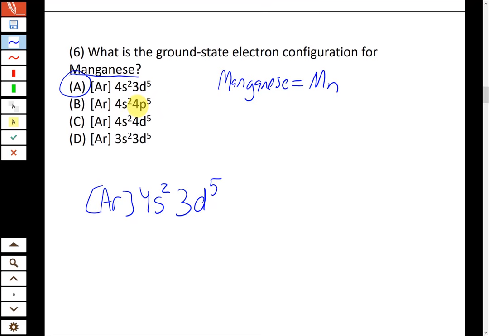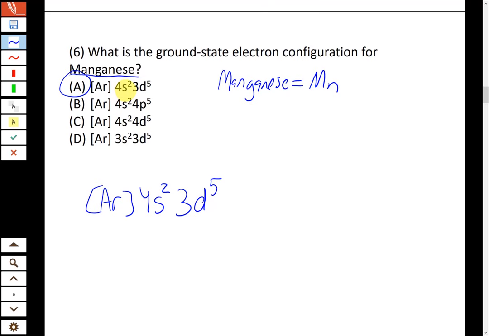So this one has 4p being filled before 3d, but 3d comes before 4p on the periodic table. This one has the wrong n value for the d's. It should be 3d, not 4d. This one has the wrong n value for the 4s's. It should be 4s before 3d. So all these have the correct number of electrons, but only choice A has them in the correct subshells.